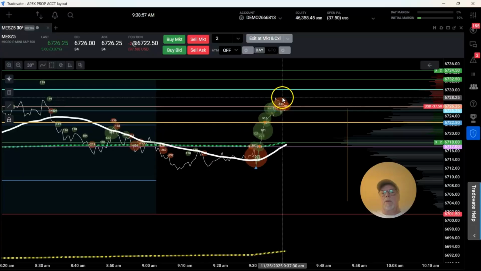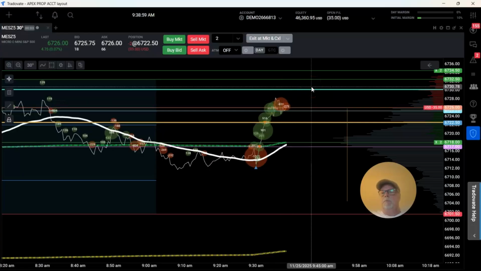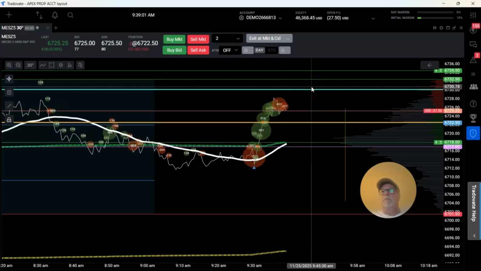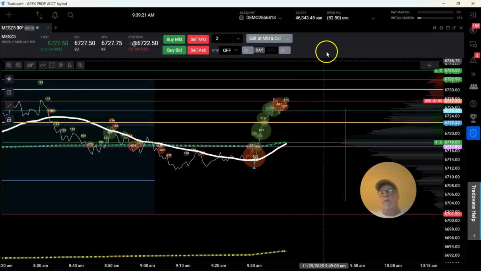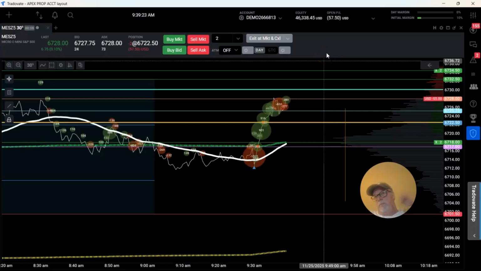Some sellers coming in. Sellers, I should say, shorts. I have trouble using that seller versus short language and buyer versus long language. Just know when I say buyers, it's usually long, and sellers, I'm usually referring to shorts. You get in, you're buying either way.